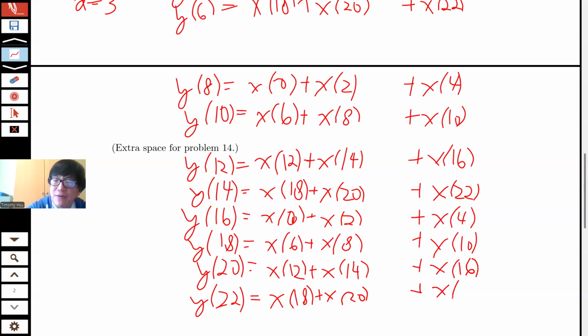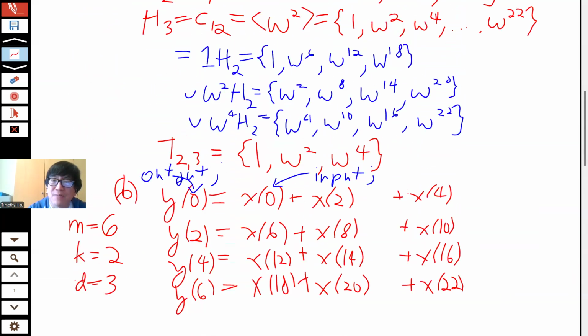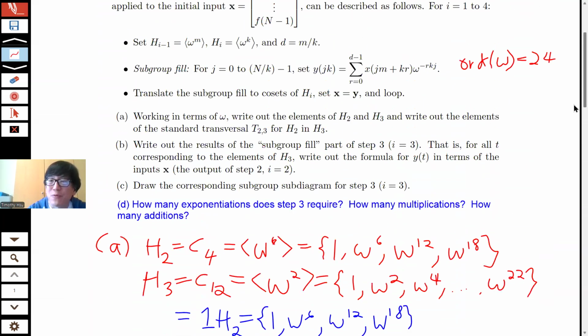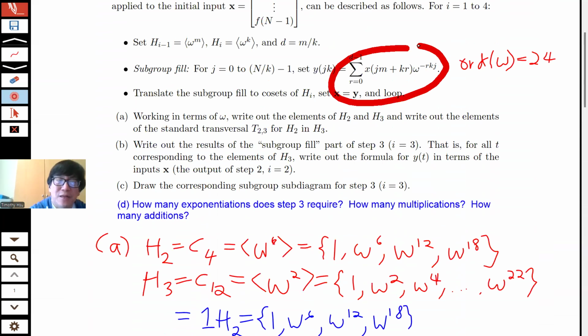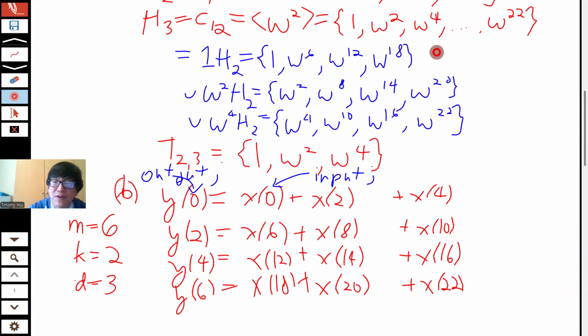I've left off the space for the twiddle factors in this first column because the first column corresponds to r equals 0. The first entry in each sum corresponds to r equals 0, and the twiddle factor is always going to be 1. So you really need to start the twiddle factors with the second column and the third column.